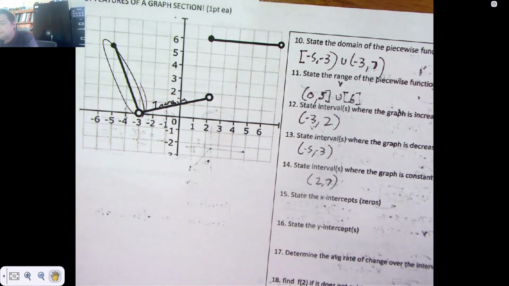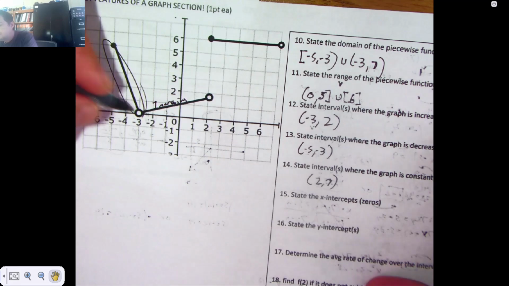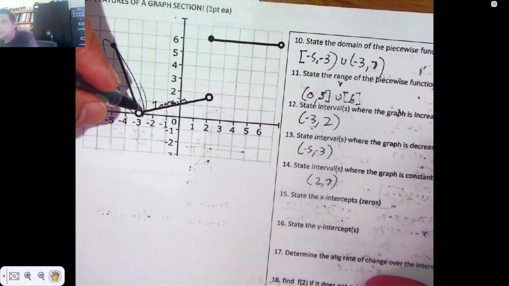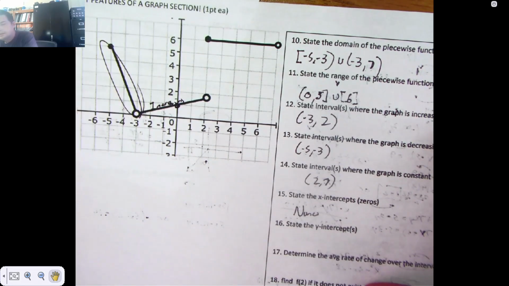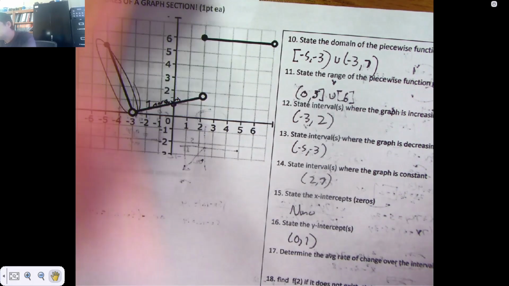X-intercepts, don't have them. Never heard of her. There's a hole here. X-intercepts are legit where you cross the x-axis. If you can't understand that or comprehend that, I can't help you. I don't know what's wrong with you. Fix that problem. There's a hole. There are none. Y-intercept right there. Happens at 0, 1. The x value is 0, the y value is 1.